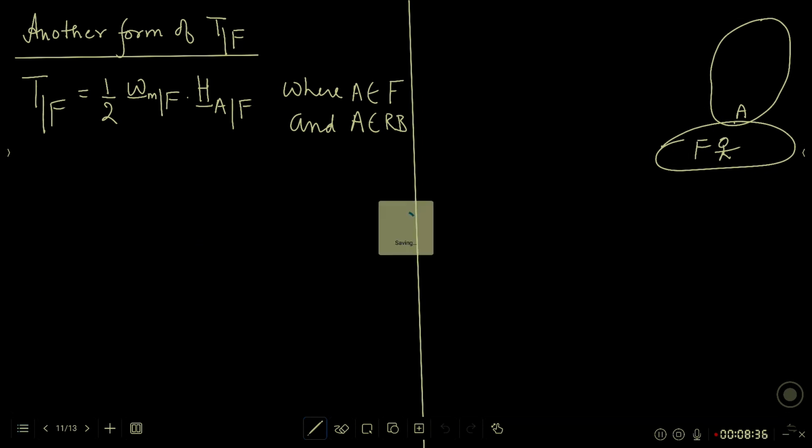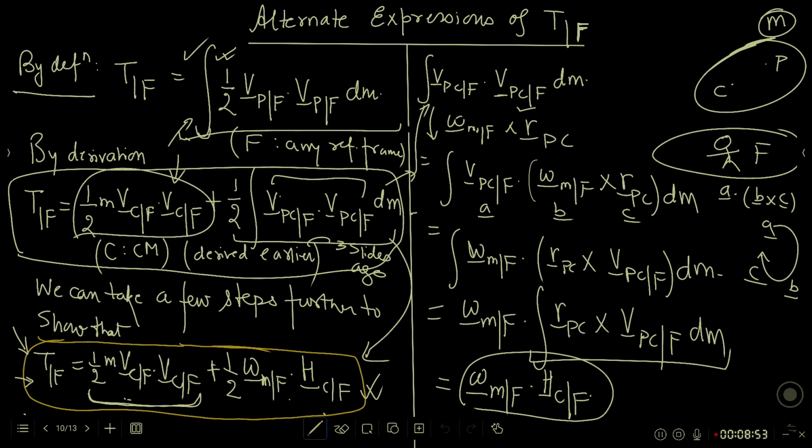This form has just one term. The last one had two terms, you see. One term was this, half m VCF dot VCF. The other was the dot product between angular velocity and angular momentum. This one has only one term, half omega MF dot HAF. But then A is a special point. There C was the center of mass. Keep in mind, here A is a special point.